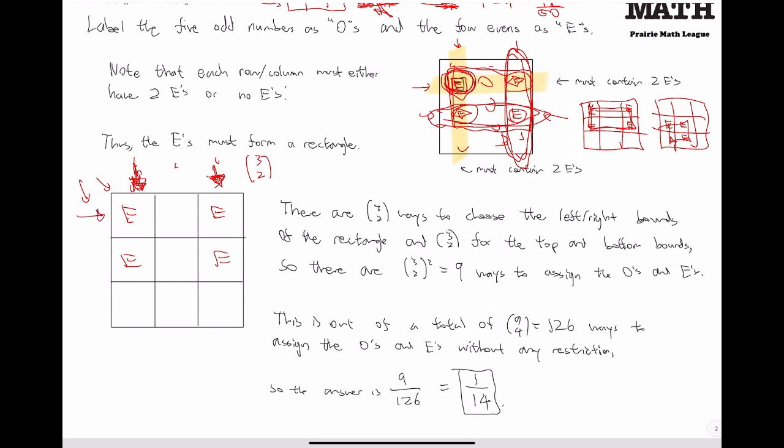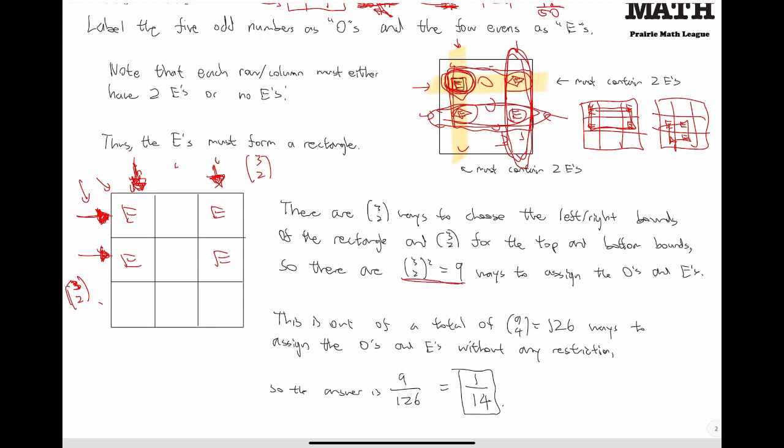And the rows have a very similar pattern. Out of the three rows, there must be two bounds chosen, in 3 choose 2 ways. So this gives us a total of 3 choose 2 times 3 choose 2, which equals 9 rectangles in total.